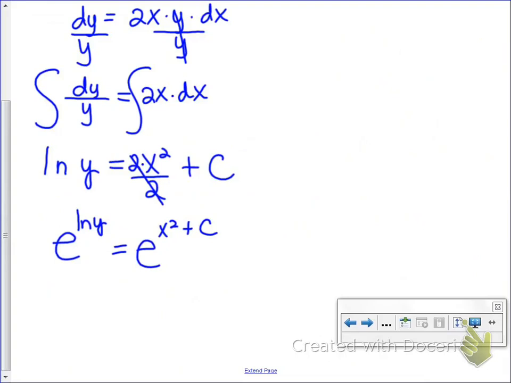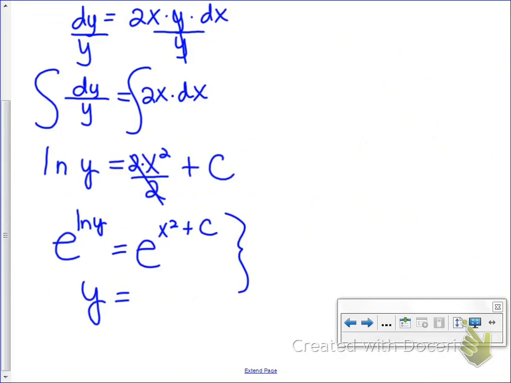Now the left side becomes very basic. E and natural log, like I just said, cancel each other out. So e to the ln of y just becomes y. On the right side, I still need to figure out, and I haven't found, what C is. So we're going to do what I call in calculus the magic step. We're going to rearrange this piece right here, just that part of it, and write it as two separate things.